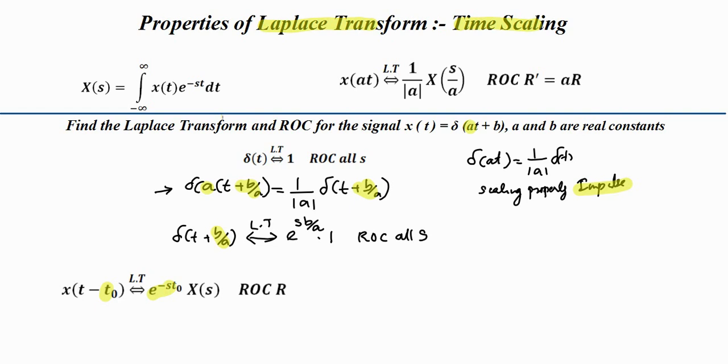Now in this question there is a constant also, so we need to multiply by this constant, which is 1 by modulus of a. So this is the Laplace transform of the signal del of at plus b. The Laplace transform can be written as 1 by modulus of a into e raised to s b by a, and ROC is all s.